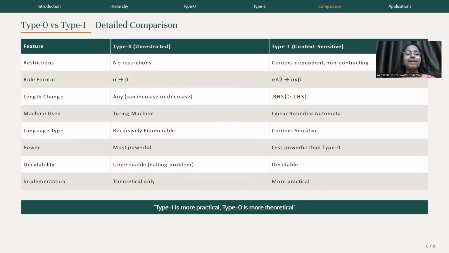Now, coming to the comparison of type 0 and type 1. The slide compares type 0 and type 1 grammar. Type 0 grammar has no restrictions, so it is more powerful. It is recognized by a Turing machine. Type 1 grammar has restricted rules, so it is less powerful than type 0 but more practical. It is recognized by linear bounded automata. So type 0 is more theoretical, while type 1 is more useful for structural language processing.